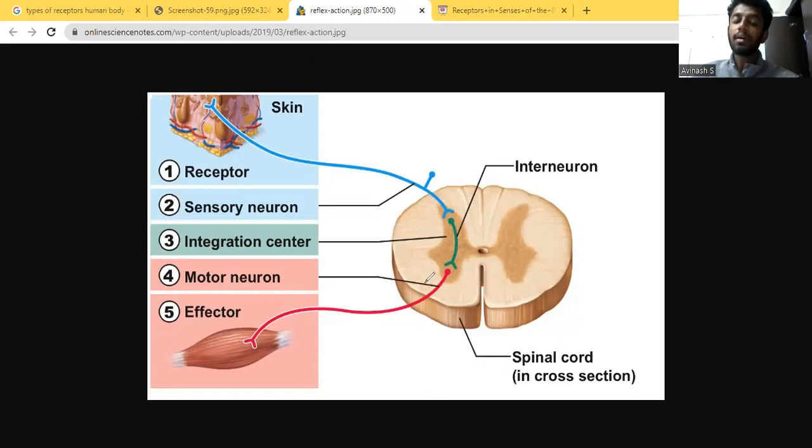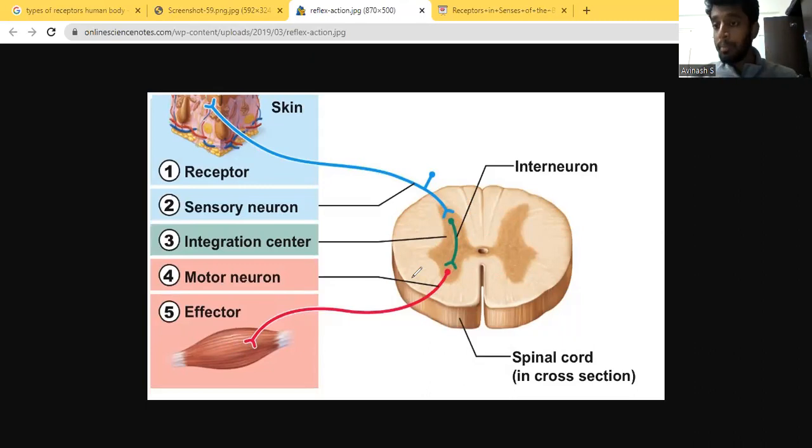Then the response is given to the effector. The response is given through the motor neuron. For example, I'm eating something which is very hot. The response is to spit it out. I have to spit it out. Now the motor neuron goes to the cheek cells and the jaw cells over here, and it gives the information that I have to spit it out. So this is called the effector.